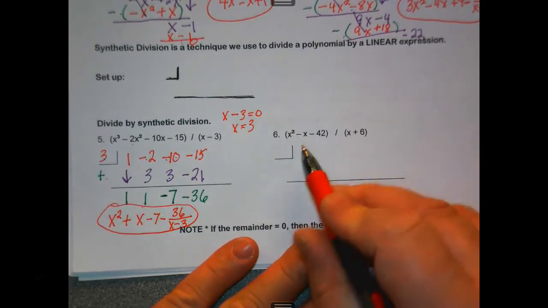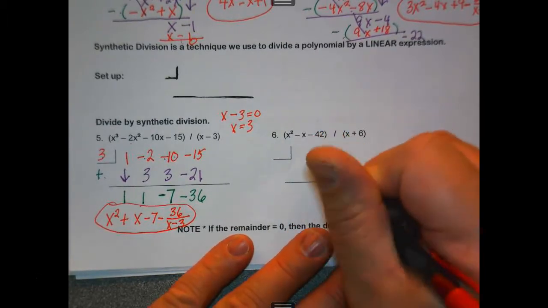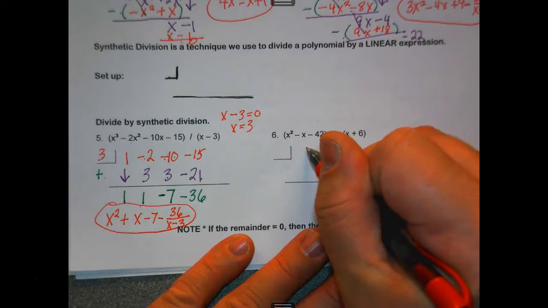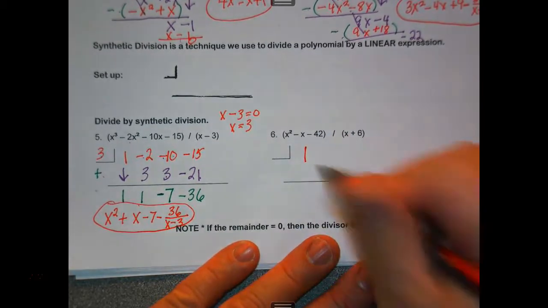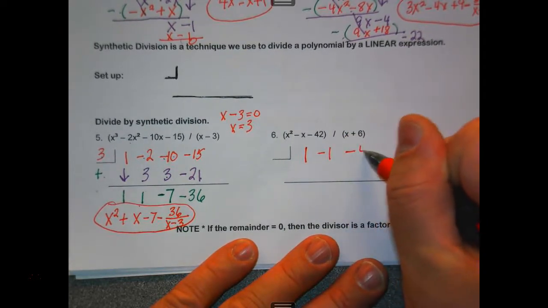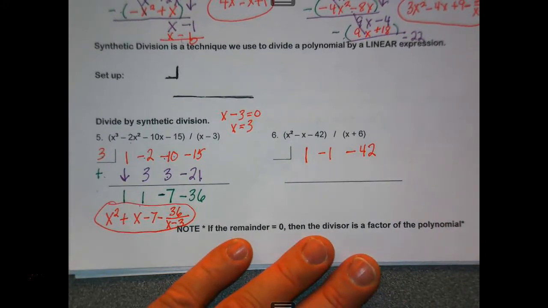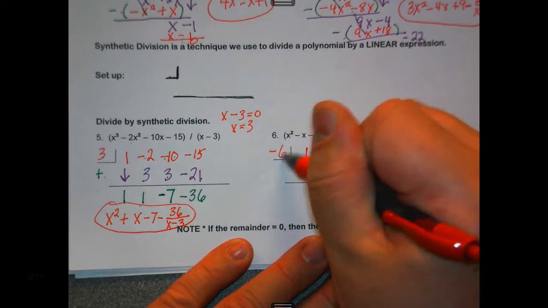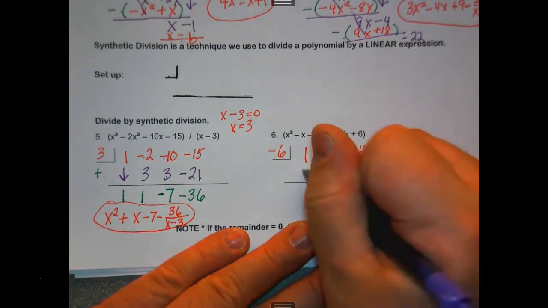Okay, the coefficients of the polynomial. What's my coefficient of x squared? That's right, 1. What's my coefficient of x to the first? -1. What's my constant? -42. What's my x equal? -6. Okay. All right, bring down the 1.